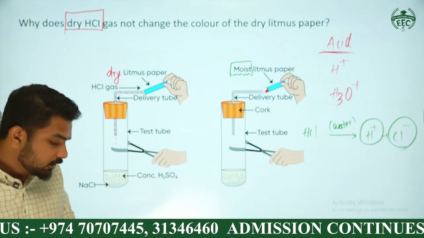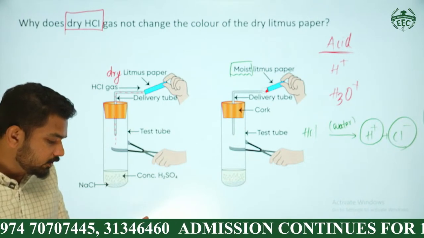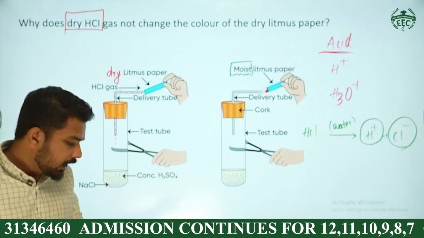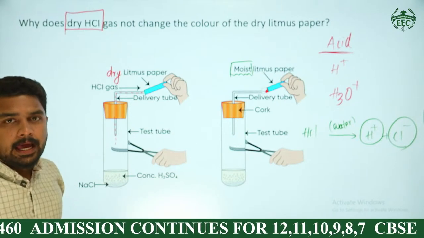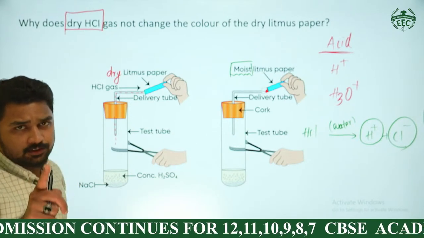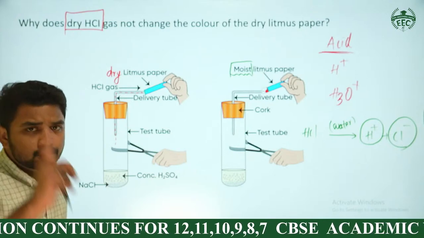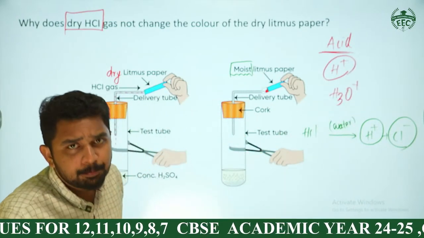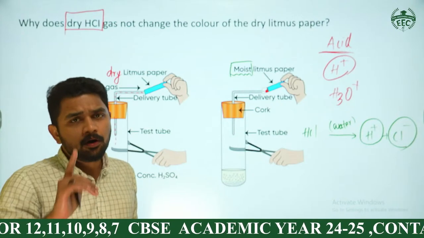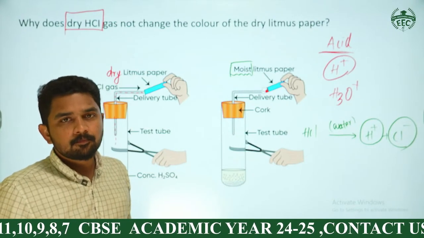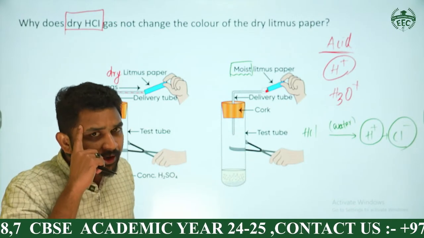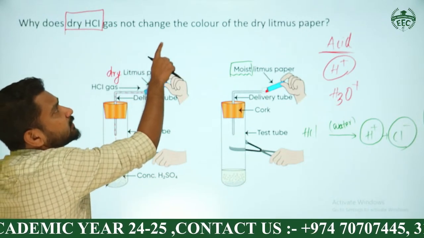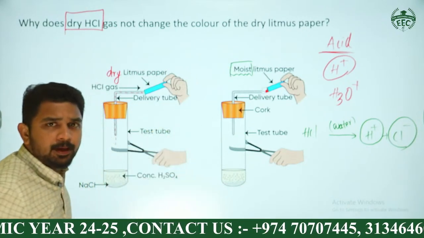Understood, students? Very good. Jaden, Ridha, Gauri, Shayan, Krishna, everyone understood. Dry HCl gas will dissociate to form H plus ions only in the presence of water or moisture. So remember this point. Why does dry HCl gas not change the color of dry litmus paper?